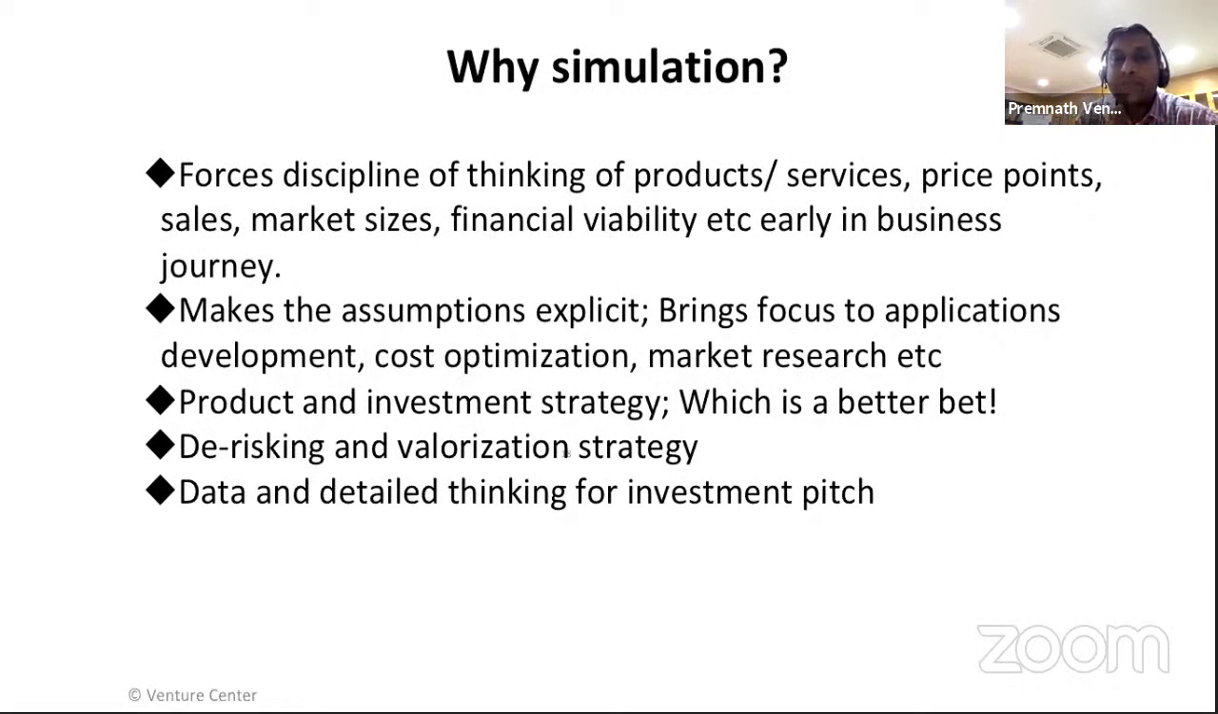Another important situation we see is many startups having 2-3 ideas they are pursuing, and they want to know which one to pursue.